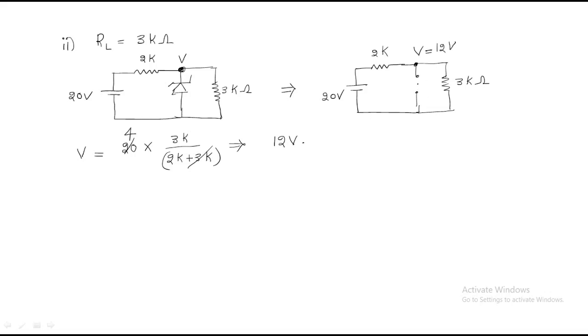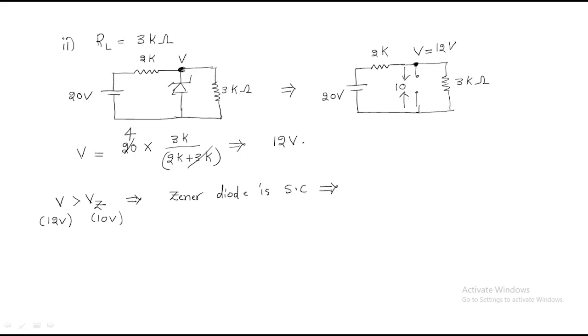What is the GNR voltage value? The GNR voltage value is 10 volts. Whenever the voltage at that point is more than the GNR voltage, how? The voltage applied is 12 volts and the GNR voltage is 10 volts. Then automatically the GNR diode becomes short circuited.